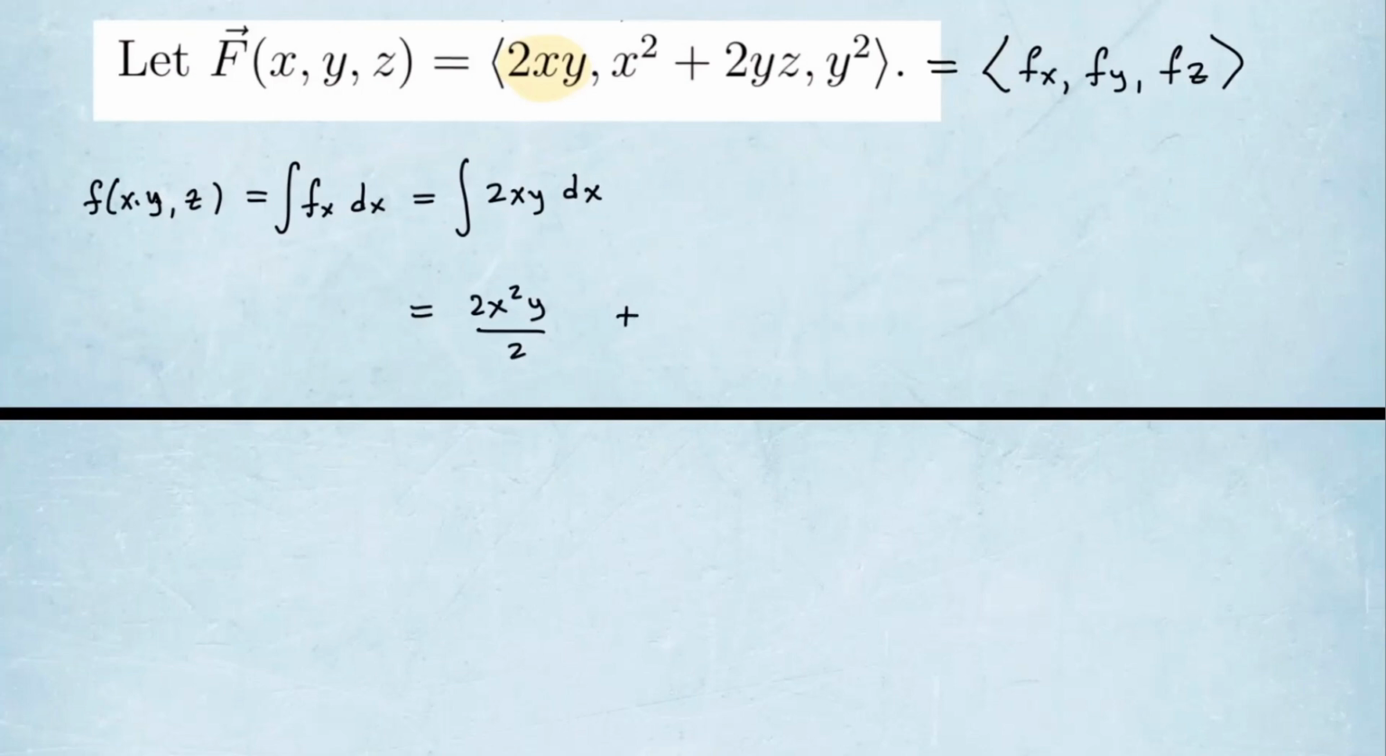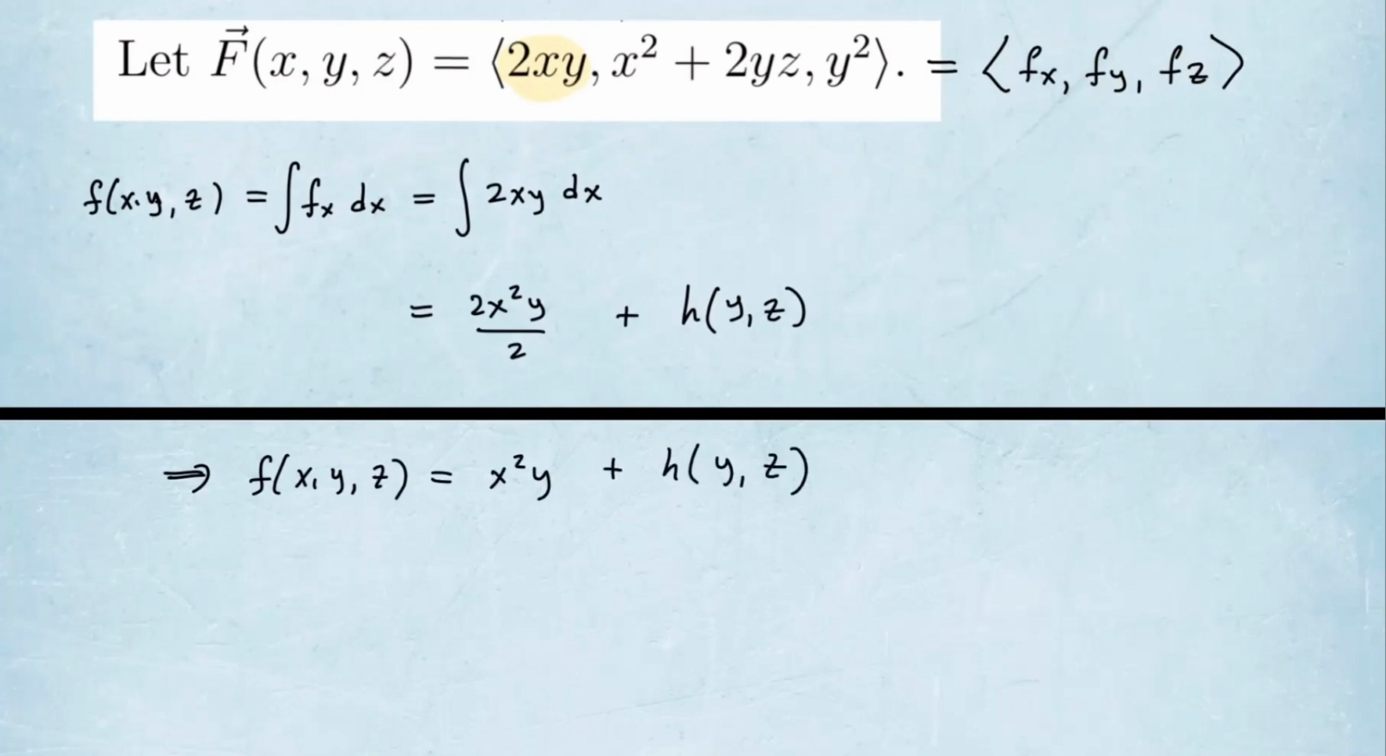And instead of putting a constant, you're going to put a function of y and z, since those are the components you haven't used up yet. So they're right here, so I put a function of y and z. All right, by simplifying this, we know that our potential function f of x, y, z is equal to x squared y plus h of y, z.